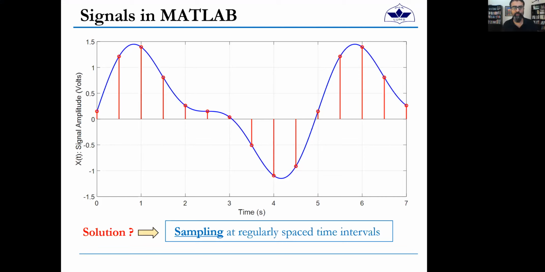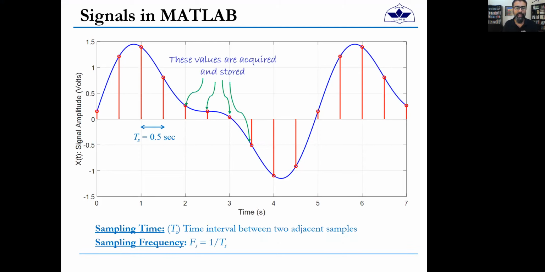So this is the way you obtain signals in MATLAB, through something called sampling. So these regularly spaced values are acquired and stored. Now there are some important parameters here. This is something called the sampling time, the time duration between two adjacent samples. And there's something called the sampling frequency, which is just the inverse of that sampling time.